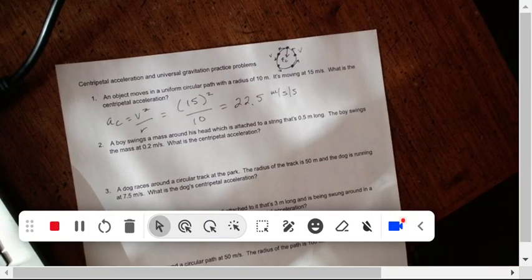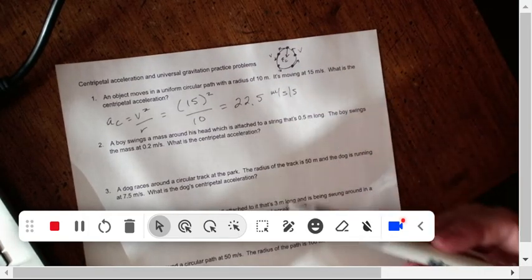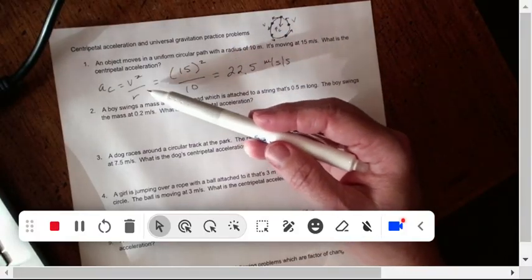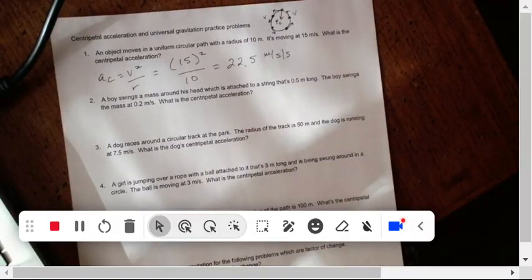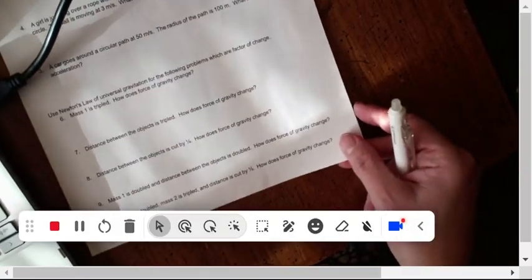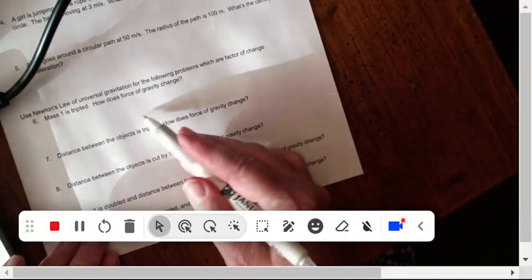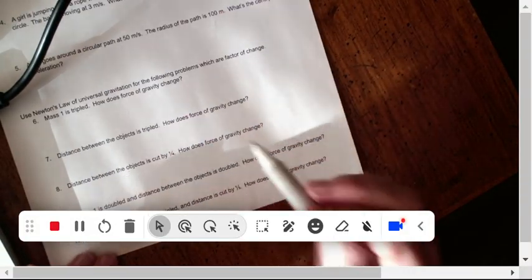Okay. And the rest of these are all the same type of question. What's the centripetal acceleration using this equation? So I'm going to let you figure those out. I'm going to go down to the second half of this page, which is Newton's law of universal gravitation.